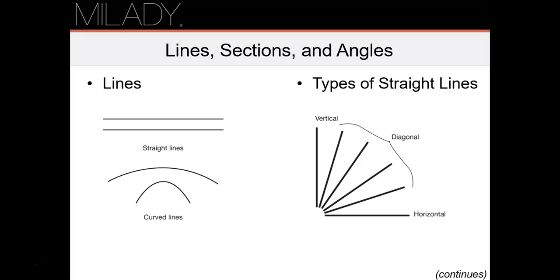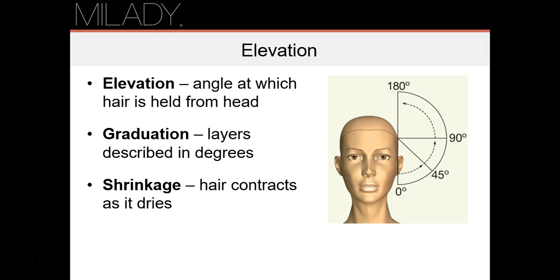Then we'll go into some lines to explain to them. Primarily we deal with vertical, diagonal, and horizontal. When we're holding the hair with haircuts, there are four primary angles, and they're called 0 degree, 45, 90, and 180. And we refer to that as elevation. It's the angle at which the hair is held.